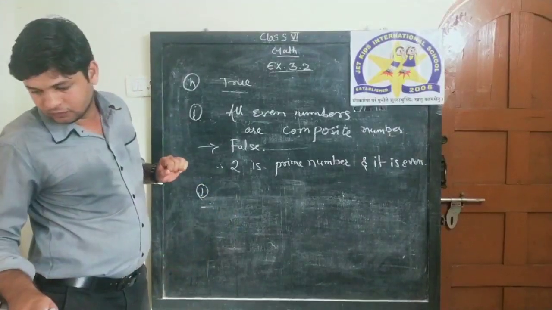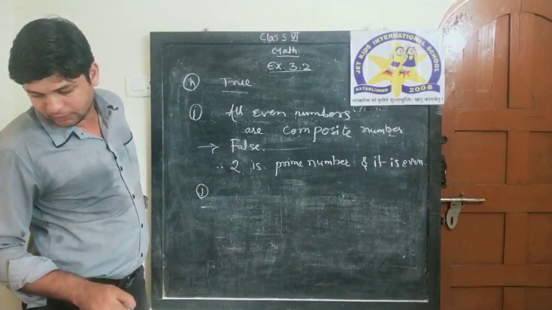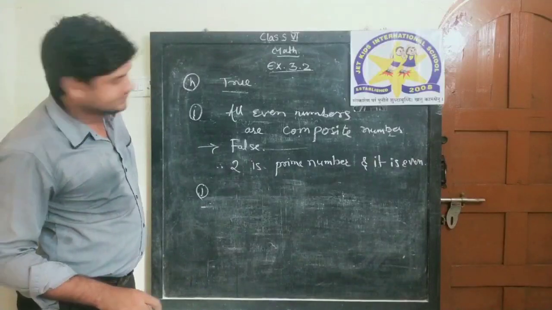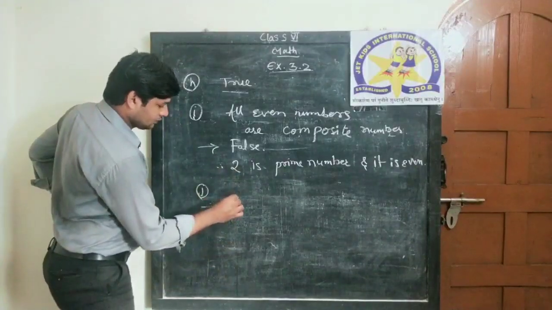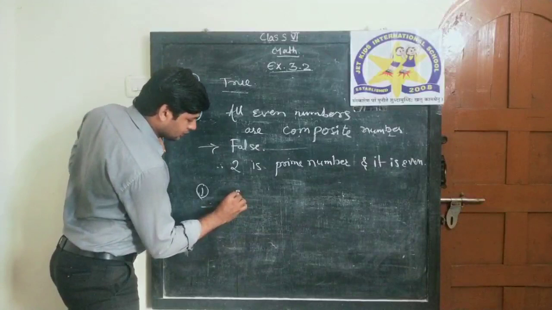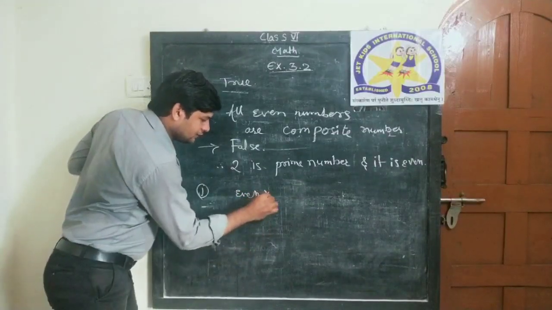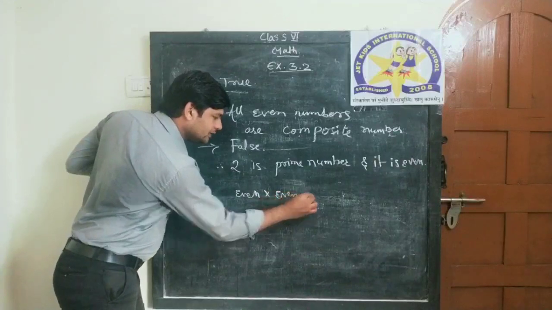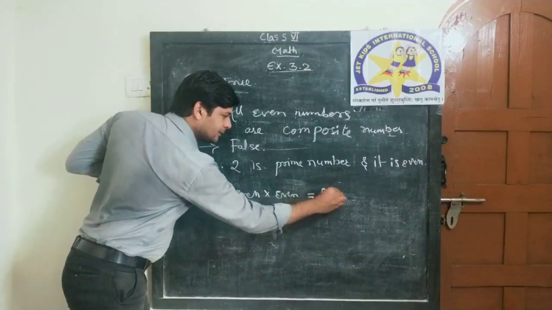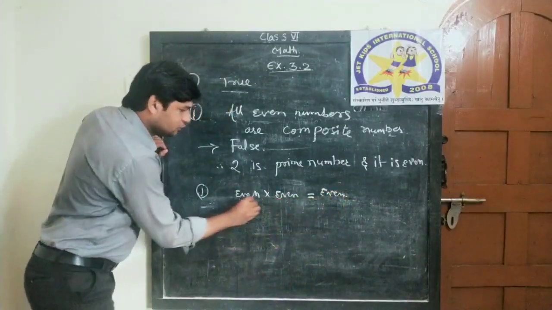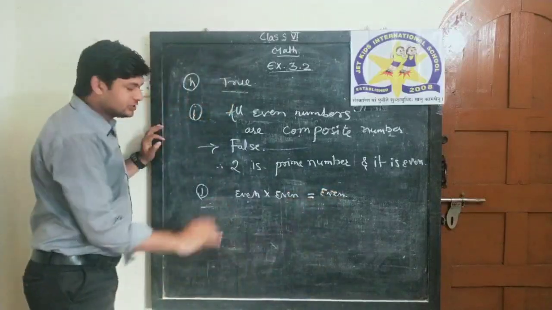Product of two even numbers is always even. Even numbers, so even multiplied by even should be even. It is the given statement, right? Product of two even numbers will always be even. This is the statement given.